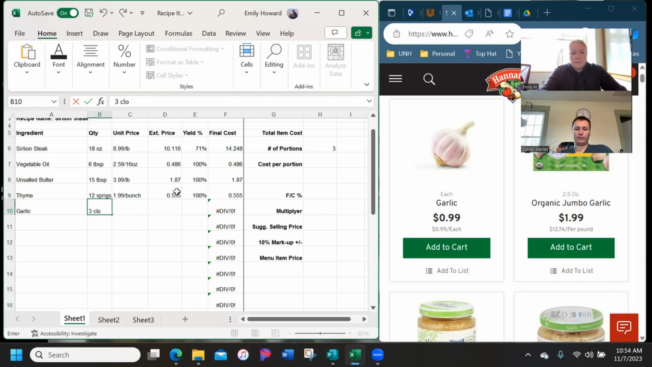Okay. Just make that change on your recipe sheet. Okay, so just 3 cloves. Unit price is 99 cents. Per bulb. Do you want to put each or per bulb? Yeah, I'd put per bulb.